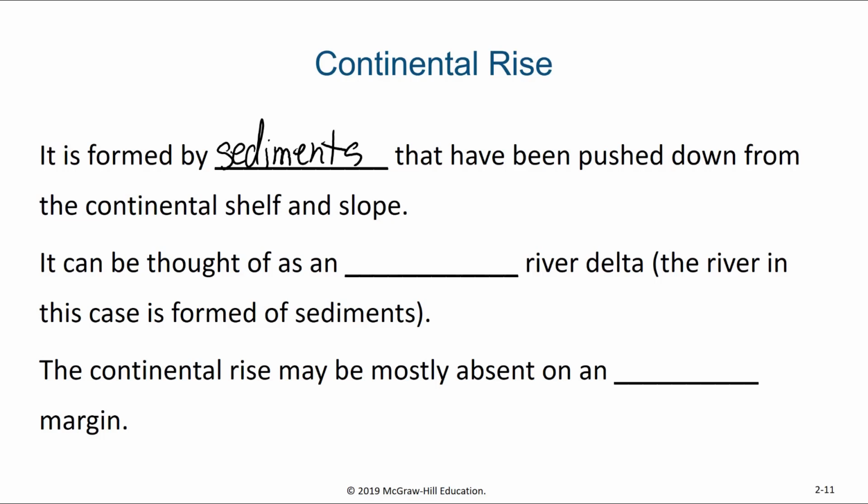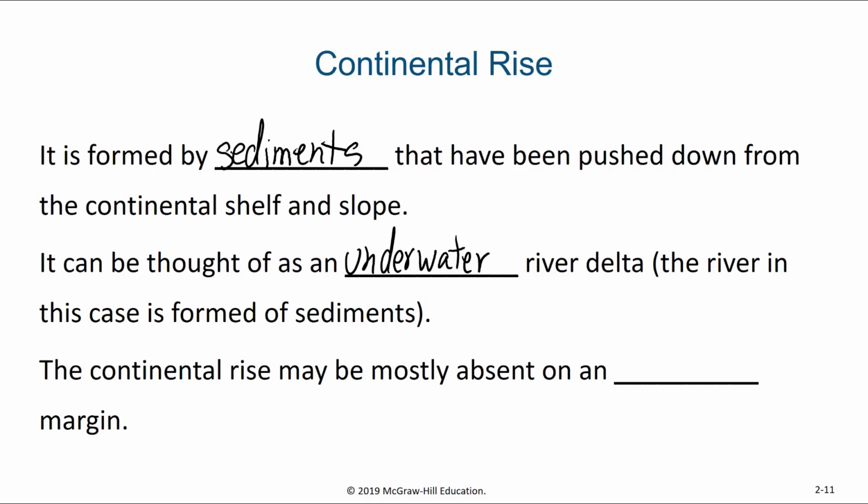So these are sediments that are either entering the ocean from rivers or streams or erosion of the continental crust above. They enter the sediment, and as they travel down the continental slope, they accumulate at the bottom, and this is known as the Continental Rise. It can almost be thought of as an underwater river delta, or an alluvial fan, but in this case the river is formed by the sediments.